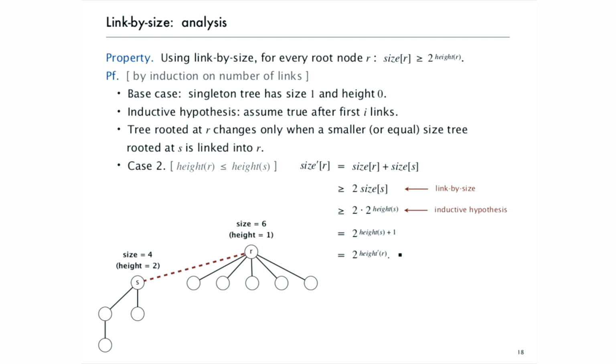So what happened because of this? Please look at this proof. There's nothing much happening, but this is probably the only proof there is. So for every root node R, the total number of objects rooted below it is at least 2 to the power height of R. And this is a very, very simple analysis.